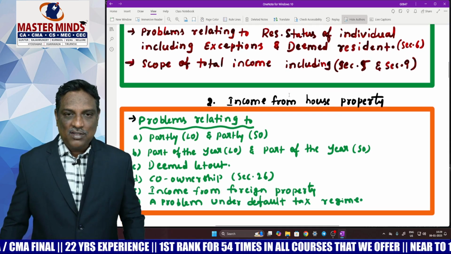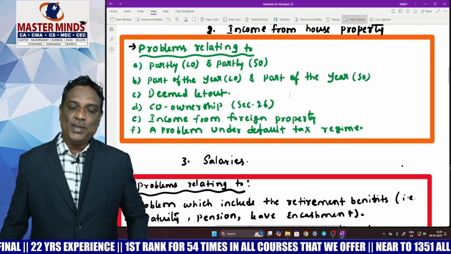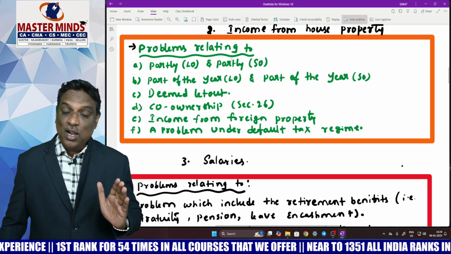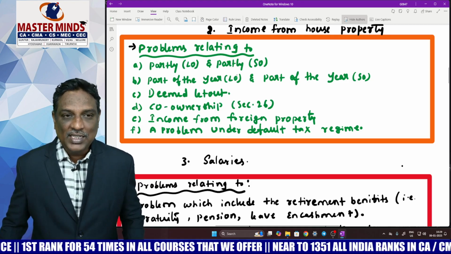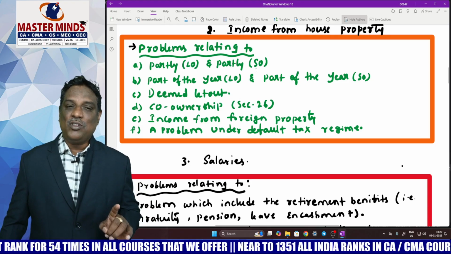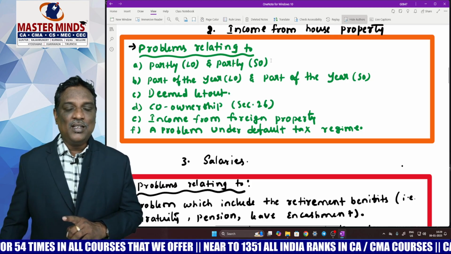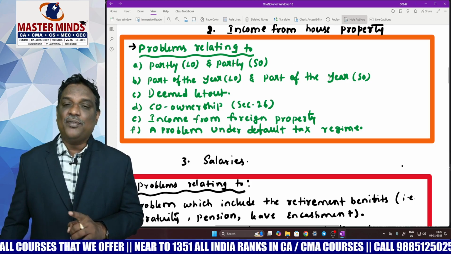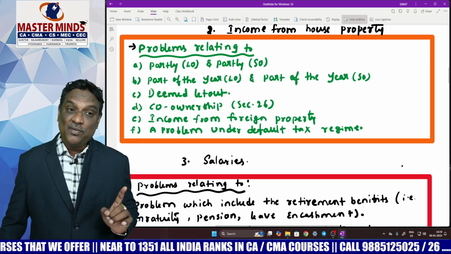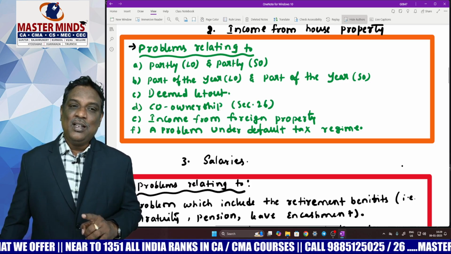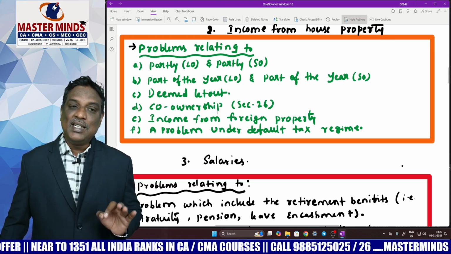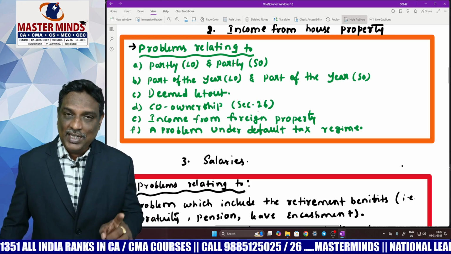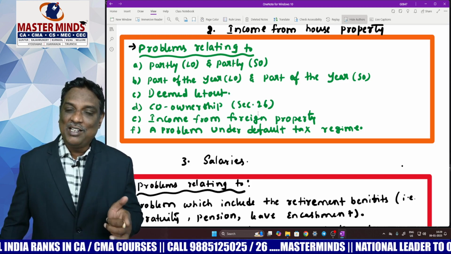Next one is income from house property. My dear students, prepare at least 1 or 2 problems relating to all of the following concepts. One is part of the property let out and part self-occupied, that is, partly let out, partly self-occupied. Part of the year let out, part of the year self-occupied. Next is deemed let out property. Next is section 26, the co-ownership related problem. Next is property located outside India, where currency conversion is there.